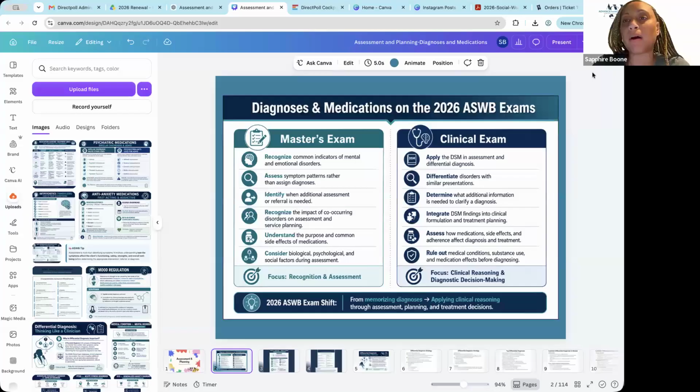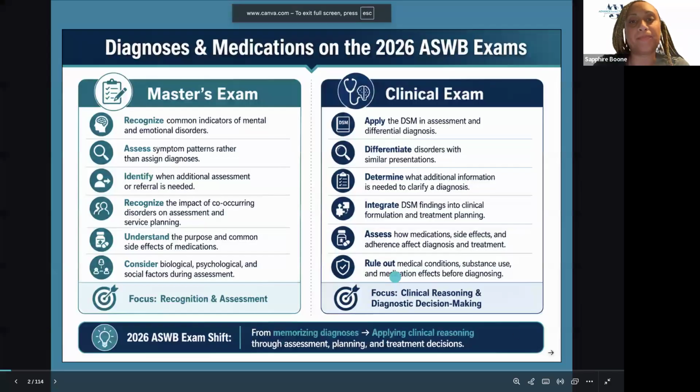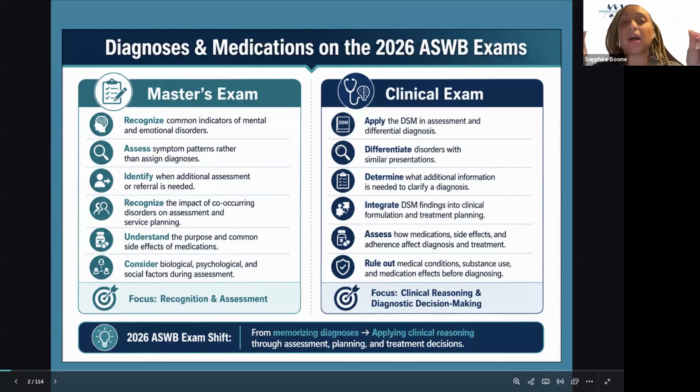I just wanted to show you some of the new additions that I added, like I did last time, for the new exam. So we know that the exam has new categories, right? We have values and ethics, assessment and planning, intervention and practice. All of the exams have the same exact content in terms of the three categories, but of course are going to be looking at them just a little bit differently.